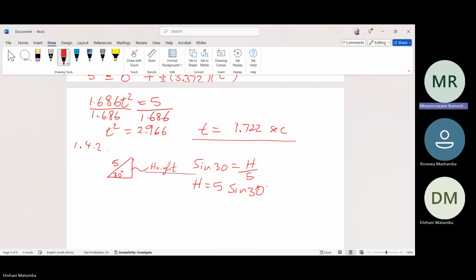So will it not be 2.5 meters? Yes, 2.5 meters. But does it look reasonable, the 2.5? No, it doesn't. But remember, did you expect the height to be greater than this portion? Not greater, but I expected it to be like 3 or something.